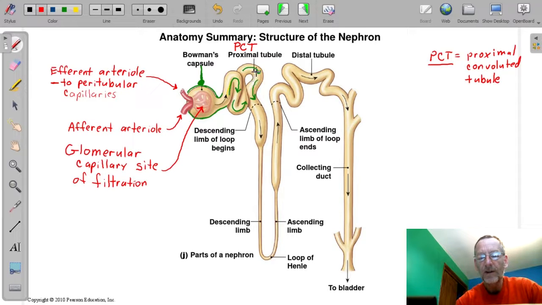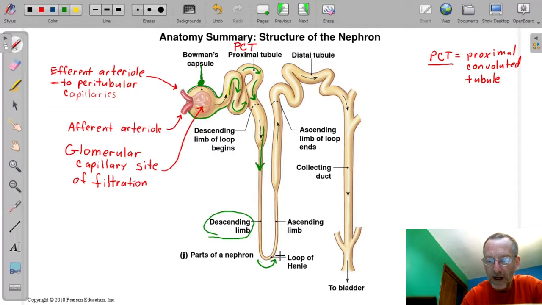And then after the proximal convoluted tubule, the filtrate then flows into the loop of Henle. And it goes down on one side, and that's the descending limb. It makes a hairpin bend at the bottom of the loop, this is all the loop of Henle. And then it goes back up on the ascending limb. So that's just the path of the filtrate.